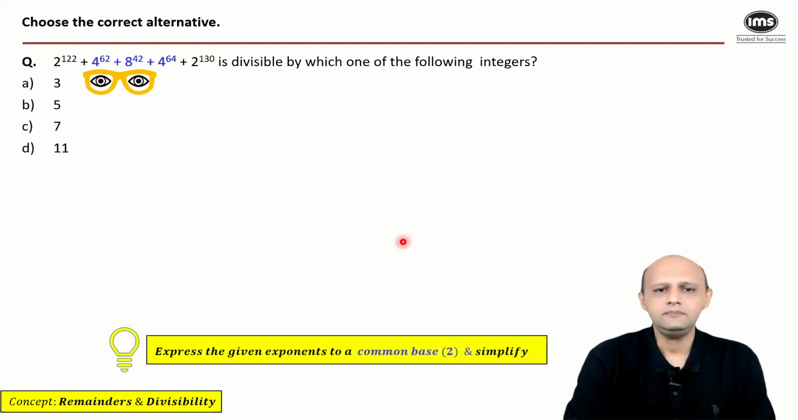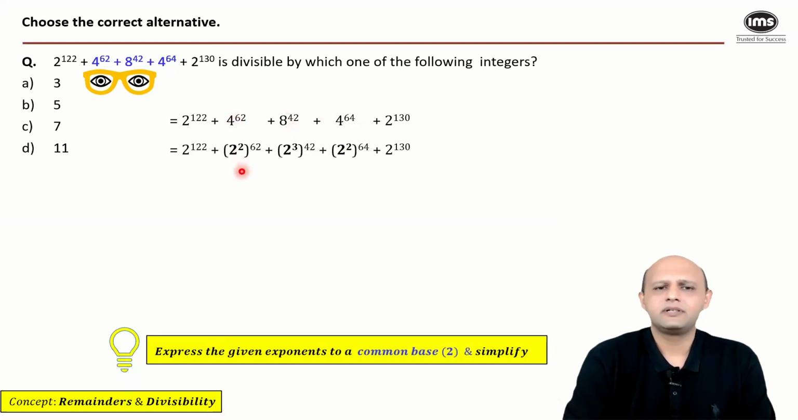So let us do that. You've got 4 raised to 62, 8 raised to 42, 4 raised to 64 and 2 raised to 130. 4 can be written as 2 square, so this effectively becomes 2 raised to 124. 8 would be 2 cubed, so it becomes 2 raised to 126. 4 is 2 square, so it becomes 2 raised to 128.